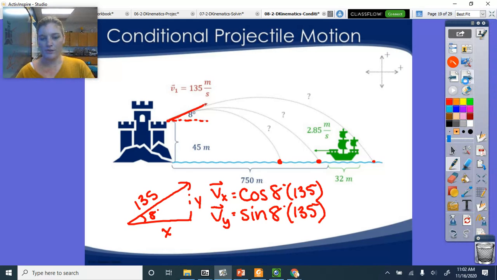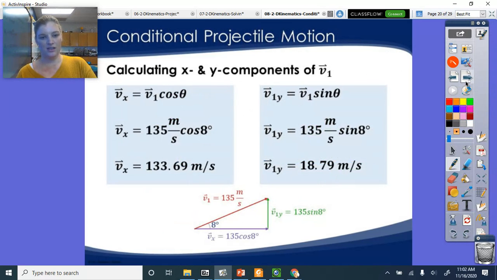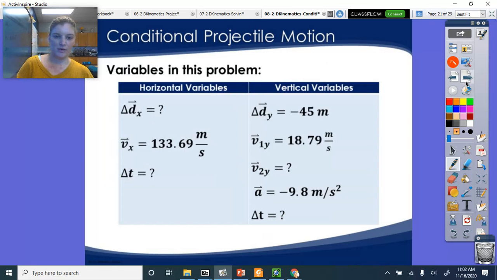So solving for those components, I get 133.69 meters per second heading in the x. And in my y, I'm going 18.79 meters per second. So now I'm going to write that into my table for horizontal and vertical variables. This is the table that I am going to be looking for when you solve all of your equations, because this is the table we're trying to fill in.